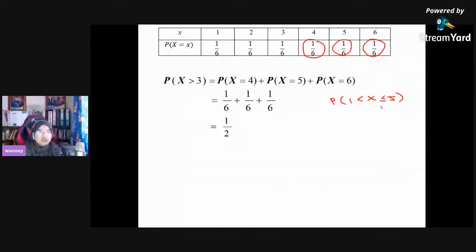So remember to list down all the numbers that are greater than 1 and less than or equal to 5 first, and then add the probabilities together later on.